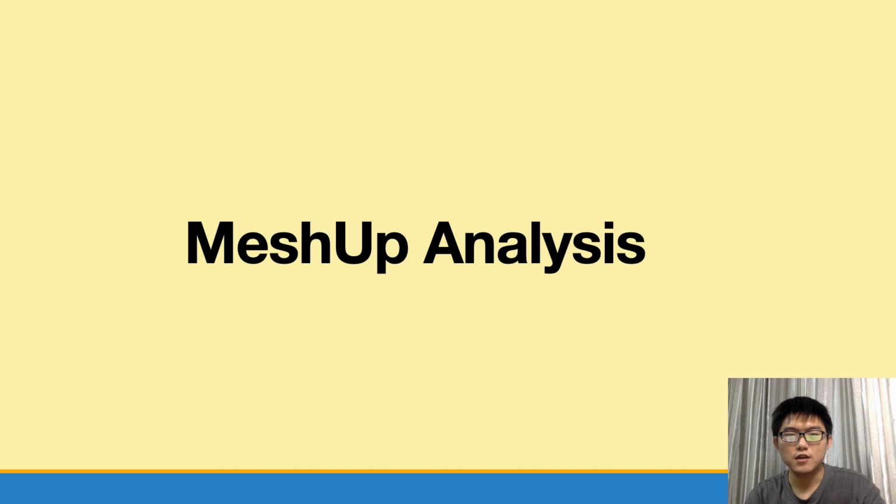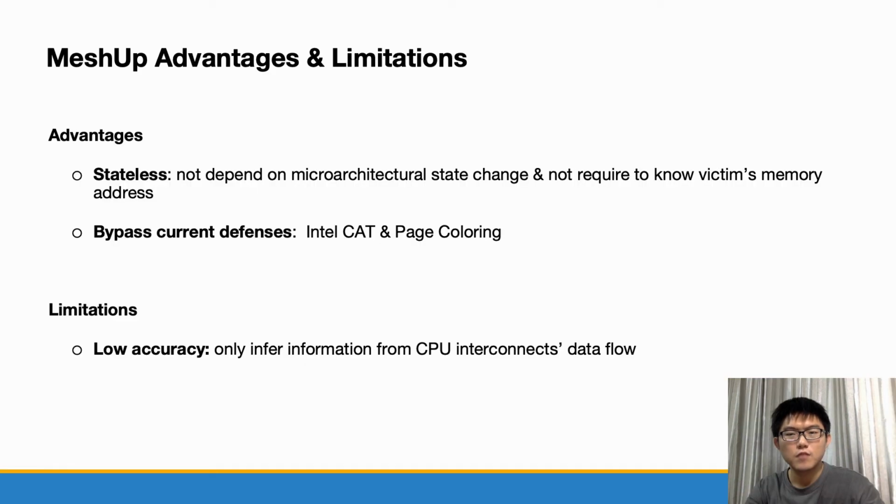Here are some analyses of our work. For advantages, firstly, MeshUp does not depend on microarchitectural state change. Attackers don't need to know the victim's memory addresses. Secondly, MeshUp could bypass current defenses against cache channels like Intel CAT and page coloring. The main limitation of MeshUp is that its attack granularity is low, because we could only monitor the data transmission of CPU interconnect data flow.